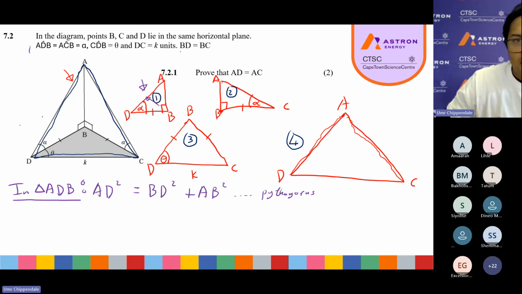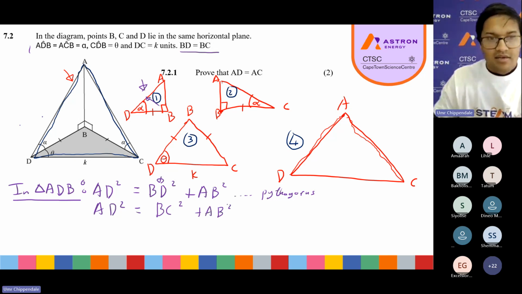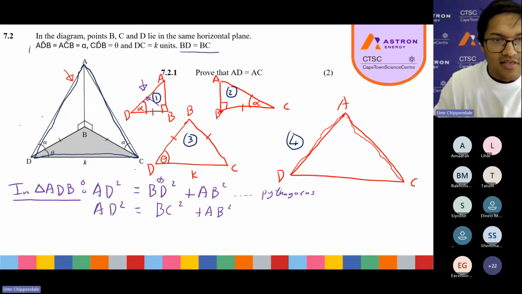Okay, now we're going to see, if that is the same, what did they tell us? BD is equal to BC. So that means we can replace this BD with BC. So we can then write it out now as AD squared is equal to BC squared plus AB squared, right? So we have it like this. Now we look at it and we see that's the exact same.